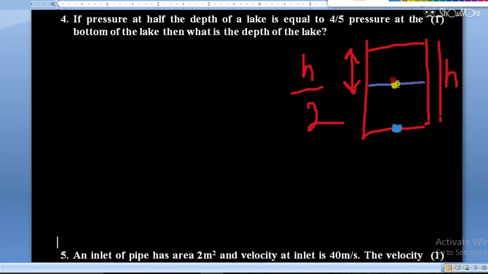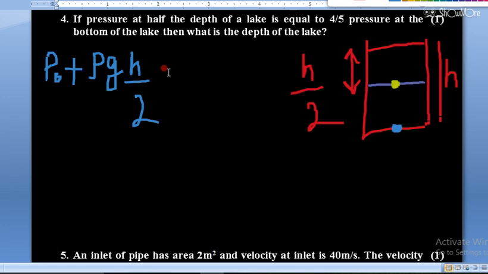Pressure at this center point at half depth is equal to P naught, where P naught is atmospheric pressure, plus rho, where rho is the density. You can take the density of water as 1000. Rho into g into H by 2. So this is the pressure at half the depth.